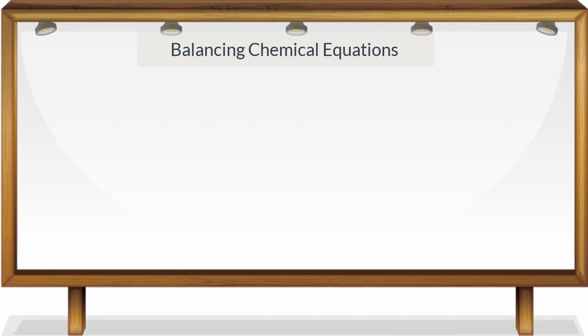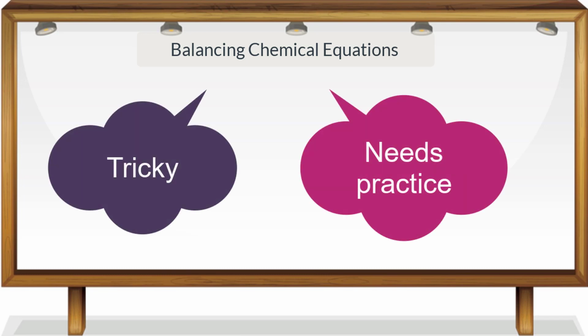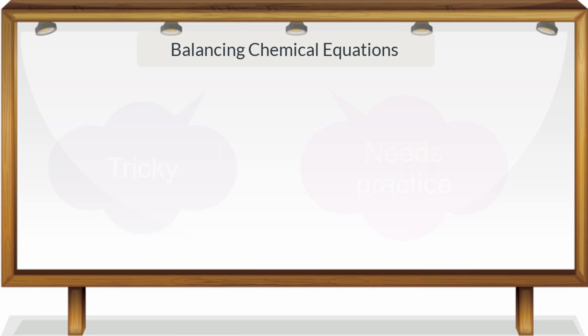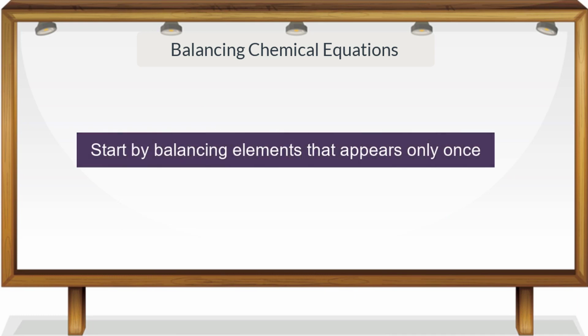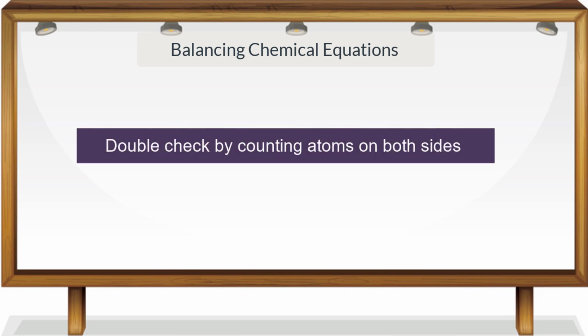Balancing chemical equations can be a bit tricky, but by practicing, you will get the hang of it in no time. Remember, when balancing chemical equations, always start by balancing the elements that appear only once on each side. Then balance the elements that appear more than once. Also, be sure to double check your work by counting the atoms on both sides of the equation to make sure they are equal.